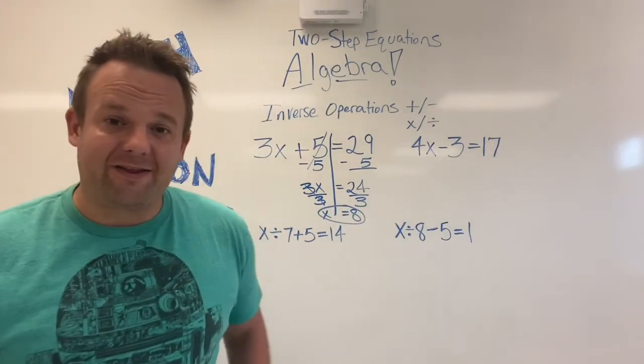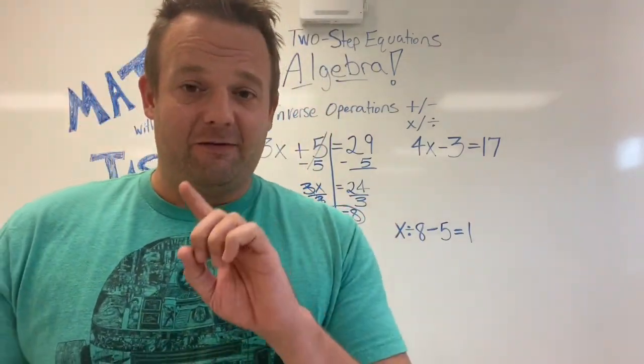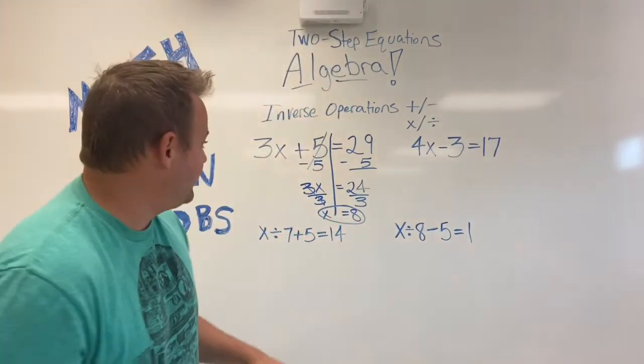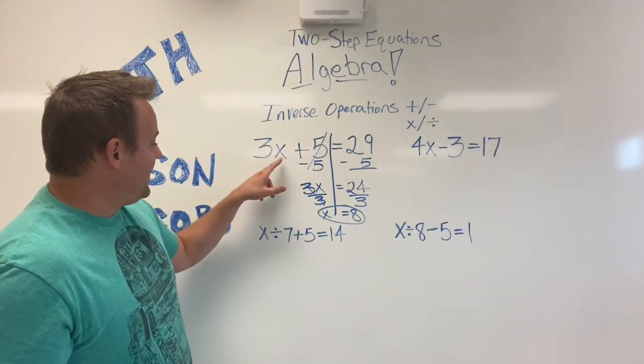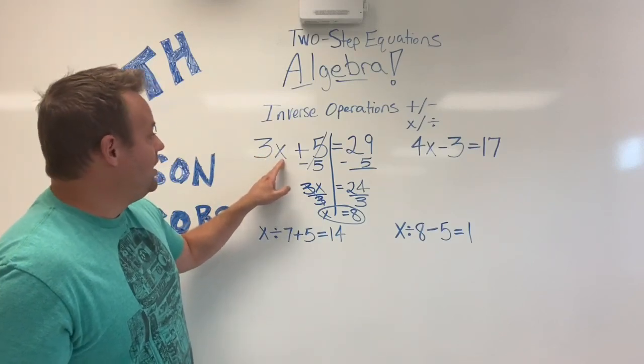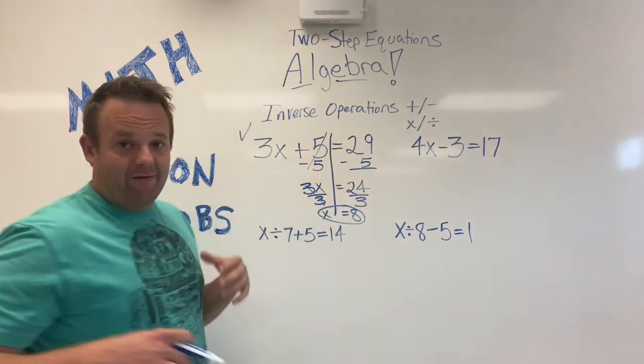Once you've figured out the answer, I want you to circle it. That's really important. Next, even more important, is check it to make sure that 8 is correct. The value of x is 8 is correct. 3 times 8 is 24. 24 plus 5 is 29. That checks out. Everything's good.